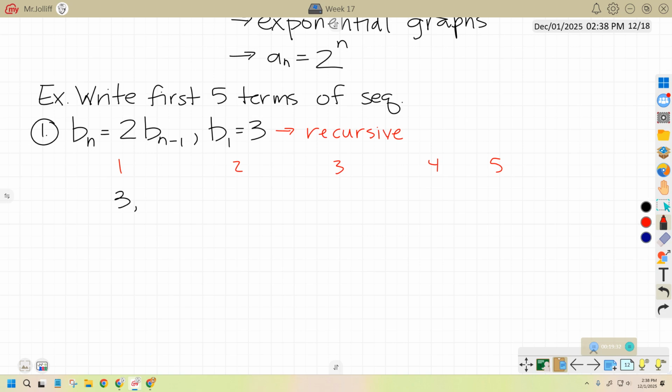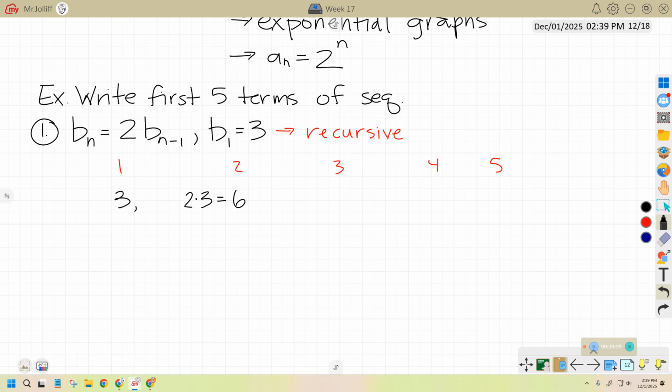Based on that definition, how do I find my second term? I want term 2. What do I do? So the formula says B2 should be 2 times B2 minus 1, which is B1. What was B1? 3. 2 times 3 is 6. Second term of my sequence is 6.